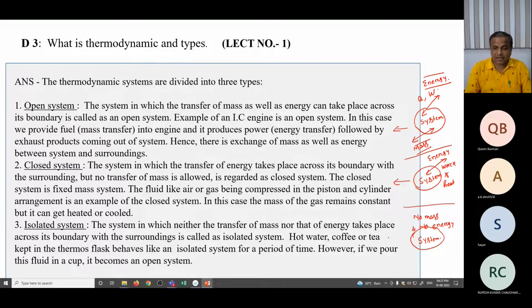If you extend these concepts, system plus surroundings constitutes the universe. So the word universe in the thermodynamic sense is an extended version, where there is no mass and no energy interaction. So we call this an isolated system.